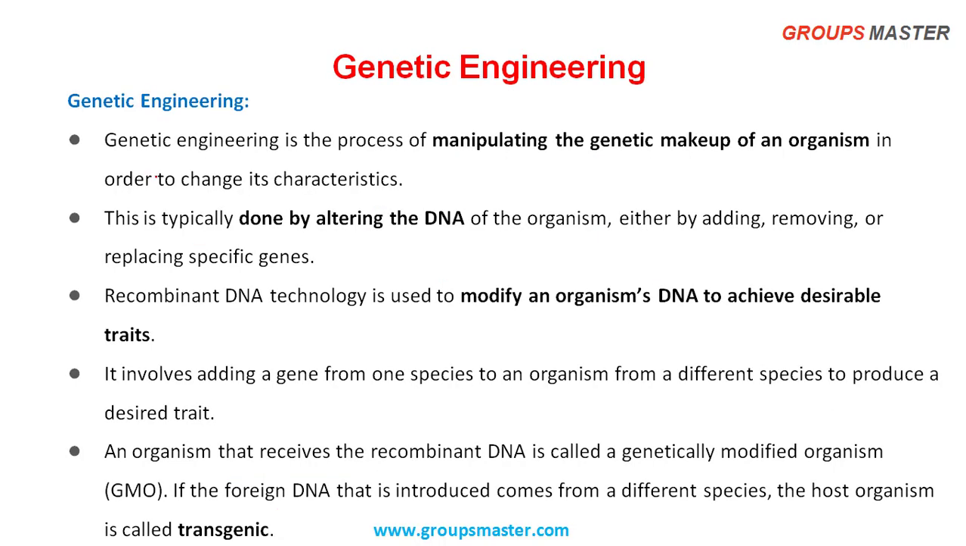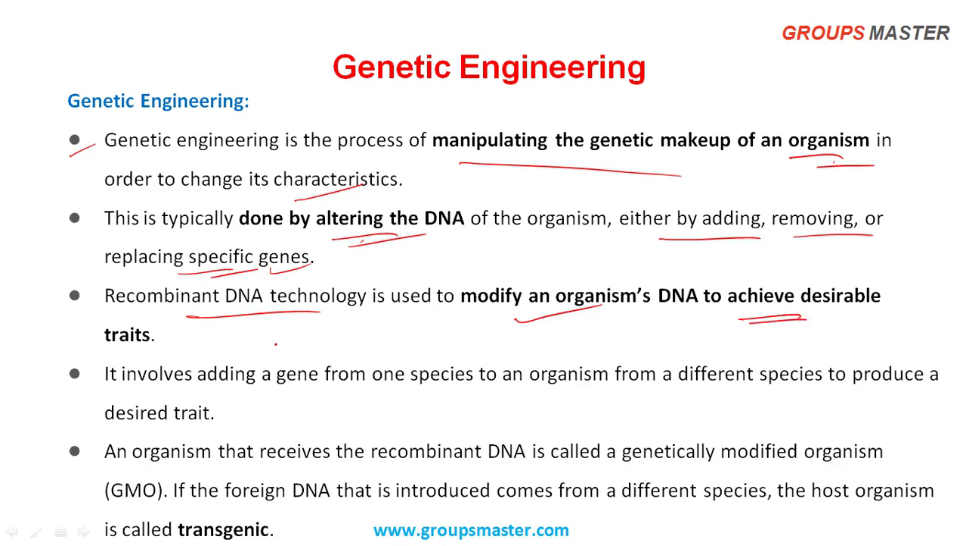Next, genetic engineering. Genetic engineering gurinchi ఏ క్వశ్చన్ వచ్చినా ఈ విధంగా ఈ పాయింట్ యూస్ చేసుకొని ఇంట్రడ్యూస్ చేయొచ్చు. It is the process of manipulating the genetic makeup of an organism in order to change its characteristics. This is typically done by altering the DNA of the organism either by adding or removing or replacing the specific genes. Recombinant DNA technology is used to modify an organism's DNA to achieve desirable traits.